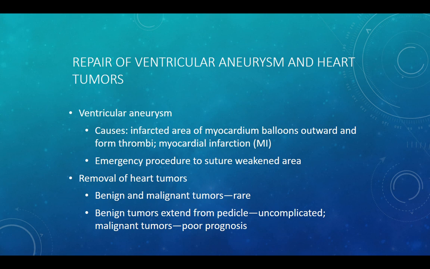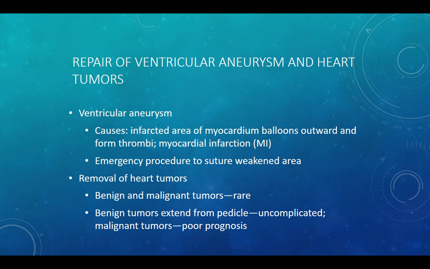So, repair of ventricular aneurysms and heart tumors. Ventricular aneurysms cause infarcted areas of the myocardium to balloon outward and form thrombi, causing myocardial infarctions. It's an emergency procedure to suture the weakened area. They cut out that little area and do that.